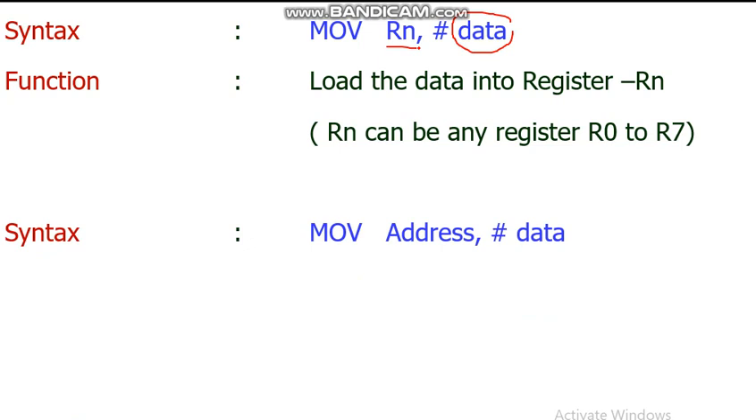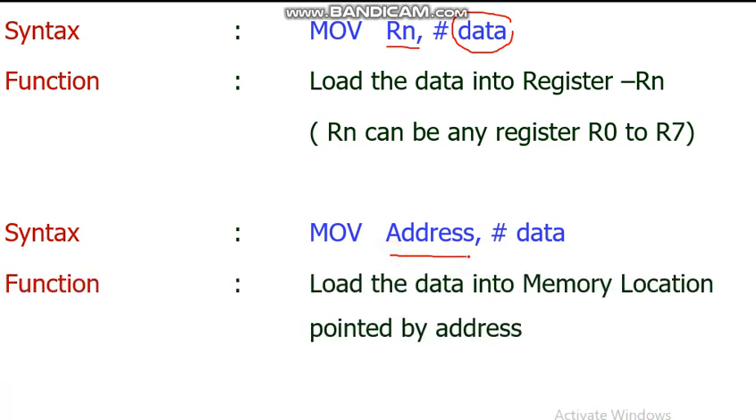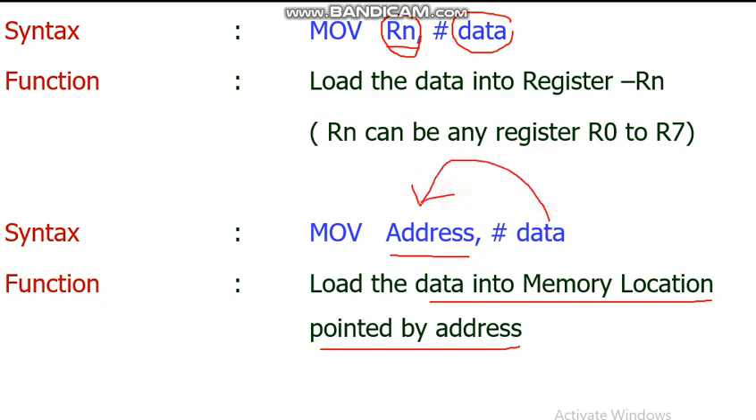One more syntax, that is MOV address, #data. Now here the address is indicating the memory address. So this will load the data into memory location pointed by an address in the instruction. Here the data will be copied into memory location pointed by this address. So if we have MOV 30H, #55H, then data 55 will be copied in address 30H.